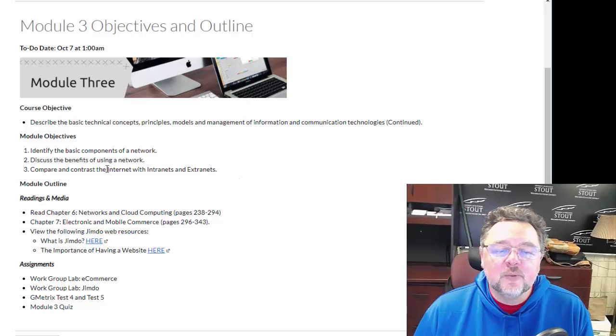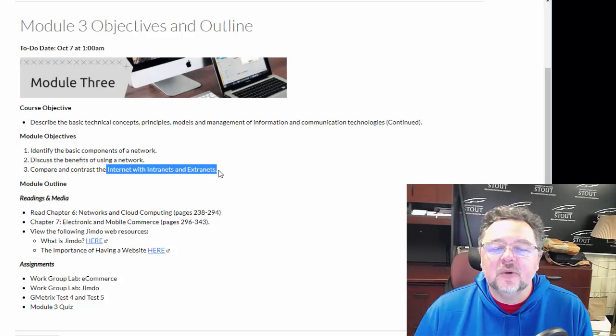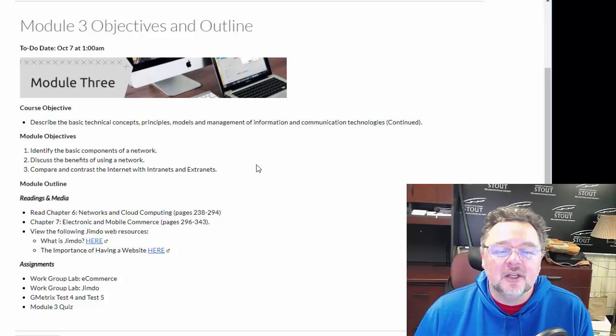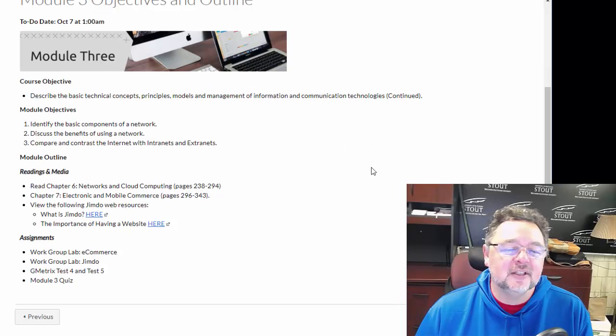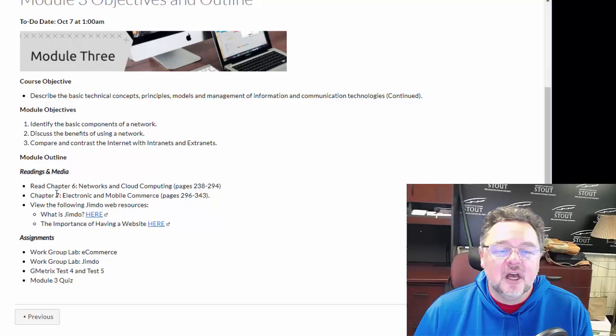And so then within those networking, we've got the internet, which we all know what it is, intranet, which is essentially a private network, and then extranets, which is external networks. So you'll get into those and learn about the differences there.